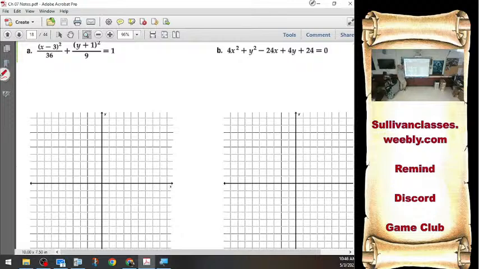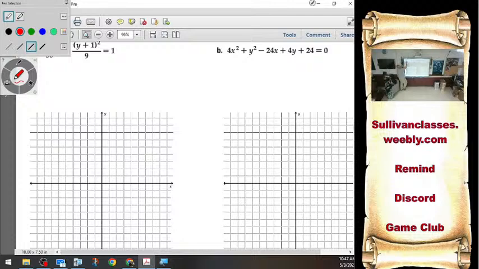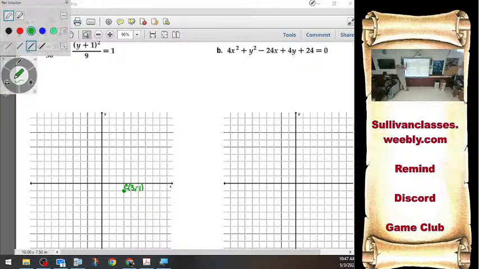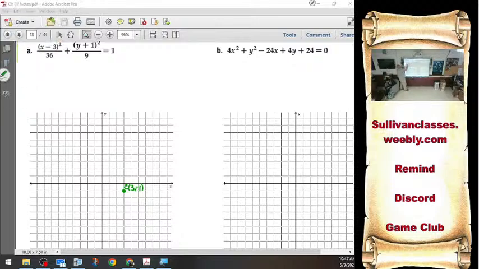So, stage 1. Where's my center? Okay, H, K, backwards land. 3, -1. 3, -1. Okay, center at 3, -1. I'll kind of get some purple up there so we know that's where that came from.